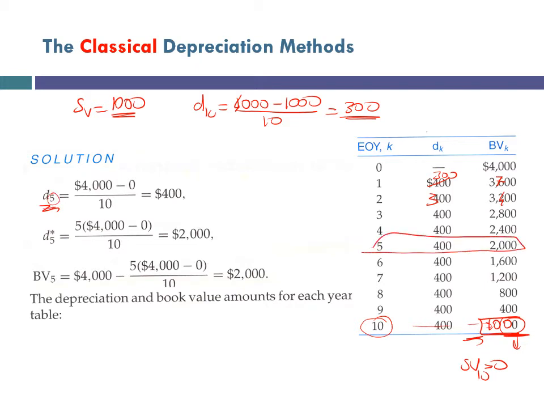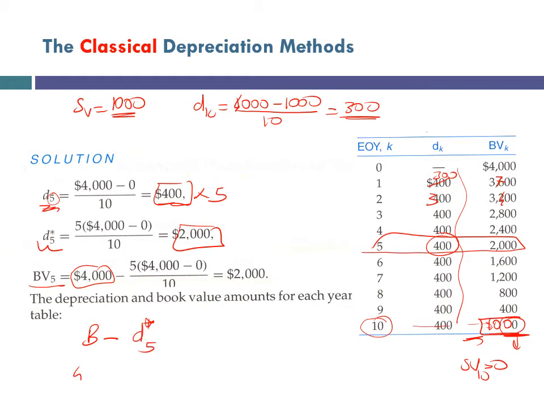D5 is calculated as 400, as you can see in straight line, all of them are the same. The cumulative depreciation in year 5 is equal to this 400 times 5, which is 2,000. This is the cumulative depreciation. And the book value in year 5 is equal to cost basis B minus the cumulative depreciation until year 5. So this is 4,000 minus 2,000. The book value at the end of year 5, as you can see, is 2,000.